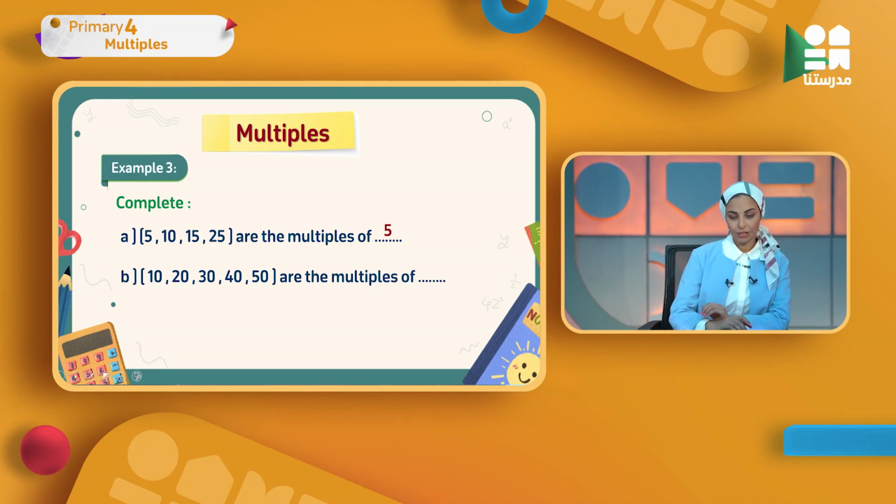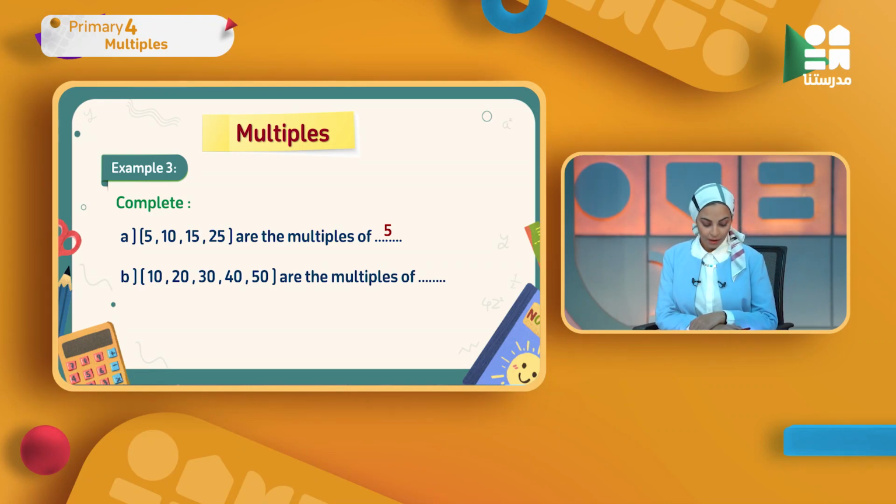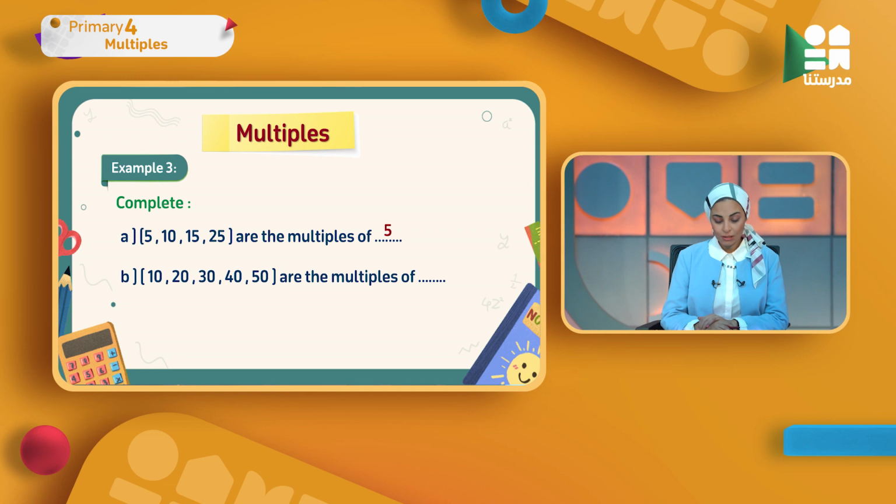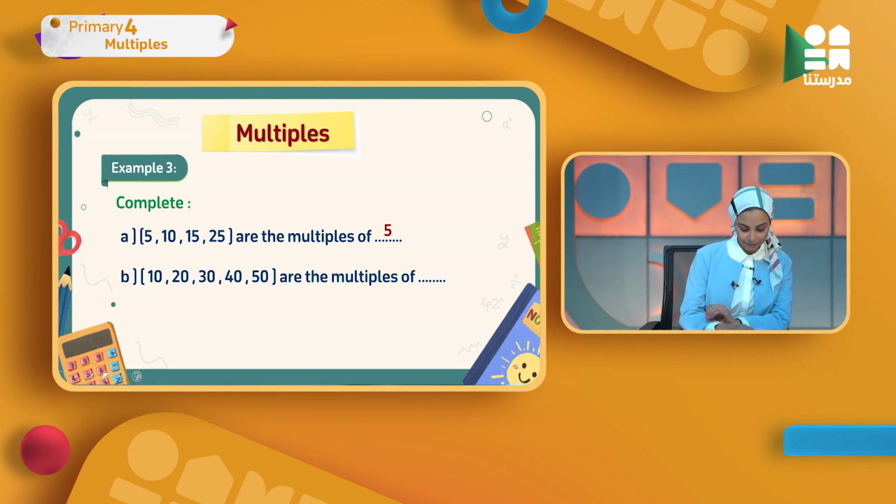Okay, letter B. I have 10, 20, 30, 40, and 50. These numbers, you want to know, are multiples of what? 10, 20, 30, 40, and 50 are in table what? Yes, they are the product of table 10. So they are multiples of 10.